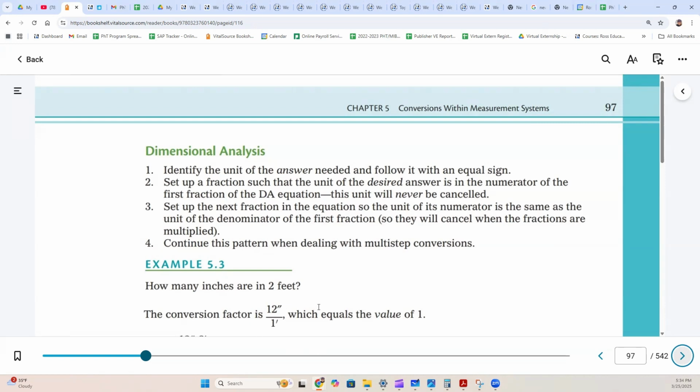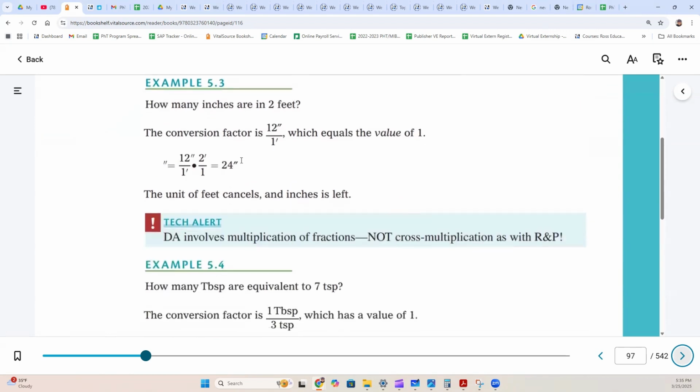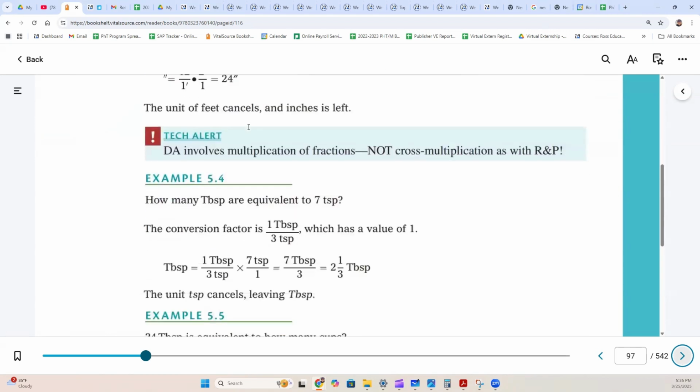So we already did examples 5.1 and 5.2, which are the same as examples 5.3 and 5.4. This is just using dimensional analysis, and you can see the breakdown right in the middle here where they work it out.